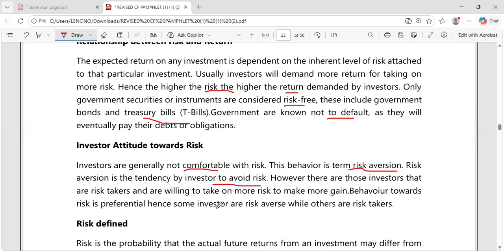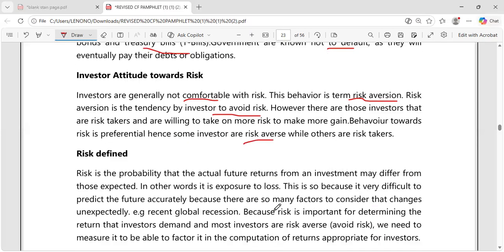Behavior towards risk is preferential, and some investors are risk-averse. Risk is just a probability that the actual future returns from an investment differ from those expected. In other words, it is exposure to loss. This is so because it's very difficult to predict the future accurately, because there are so many factors to consider that change unexpectedly, e.g., the recent global recession.